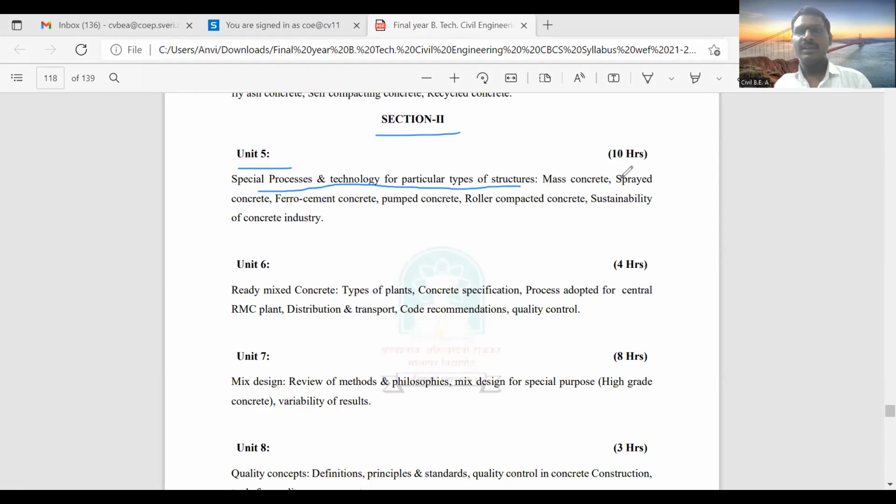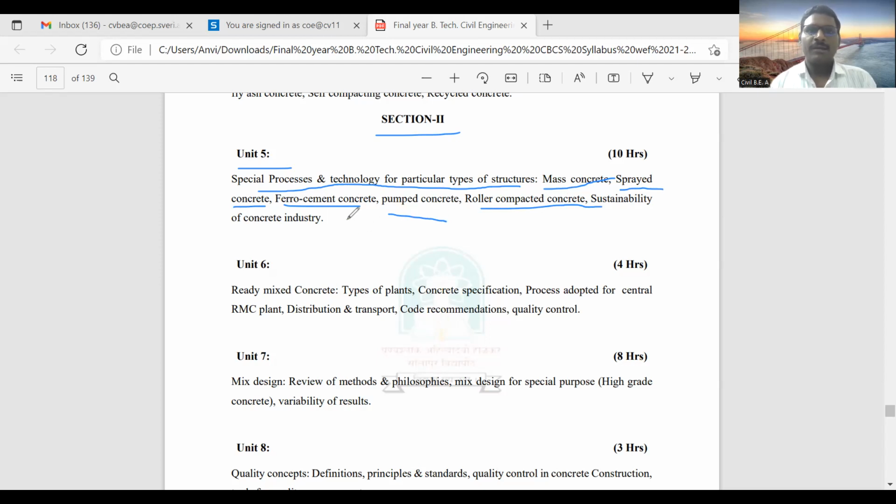While constructing these particular structures, mass concreting is there, where the ingredients of concrete are cement and aggregates. Where we use mass concrete, there are some retaining walls and chimney structures. It means a huge amount of concrete is required to construct that particular structure. Then spread concrete, ferro cement concrete, pumped concrete, roller compacted concrete. Such various major types of structures use concrete as a material.